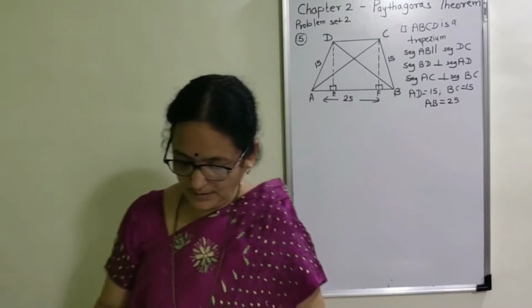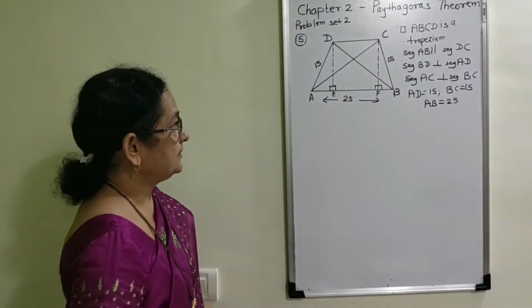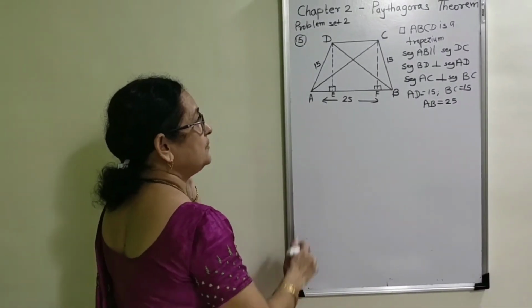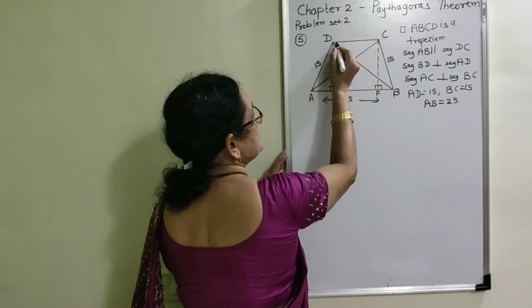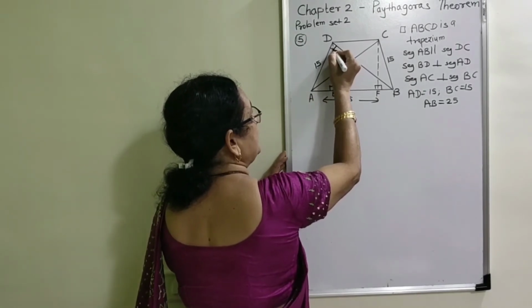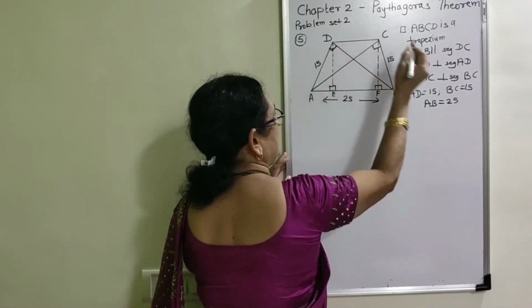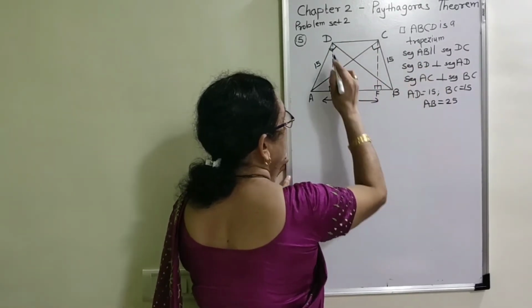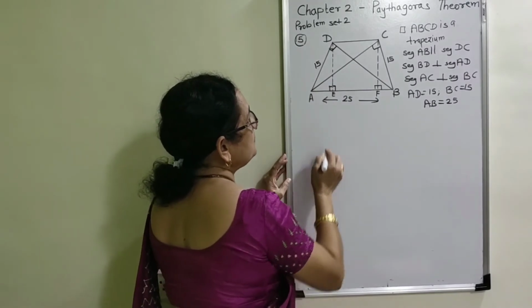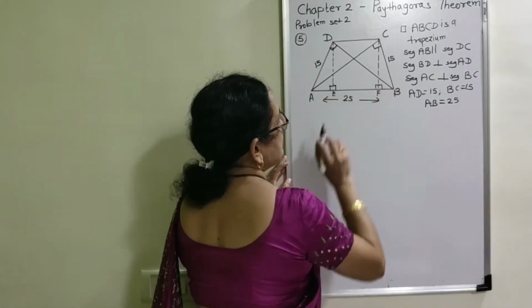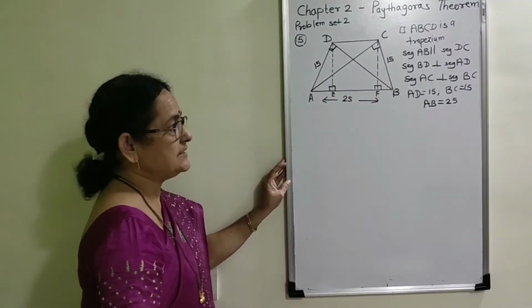Now observe the given figure. Here first of all they have given that angle D is 90 degree and angle C is also 90 degree. BD is perpendicular to AD. Also AC is perpendicular to BC.